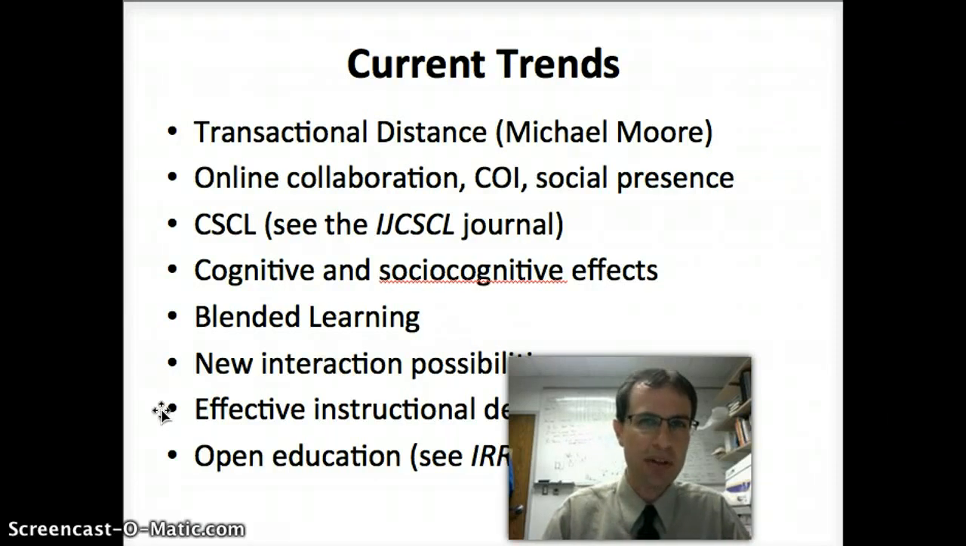And then also we're seeing a lot with open education, because if we move to online, then we can also incorporate more open materials, which will drive down the costs and increase access for more students. So that's another trend that we're seeing a lot.